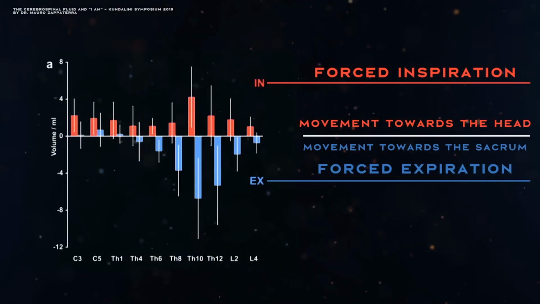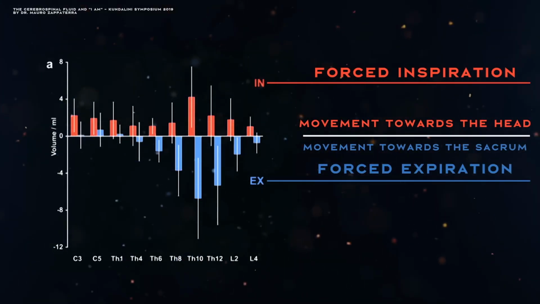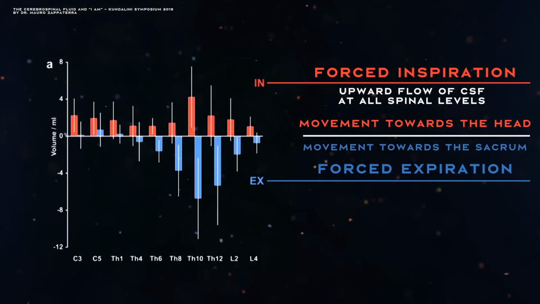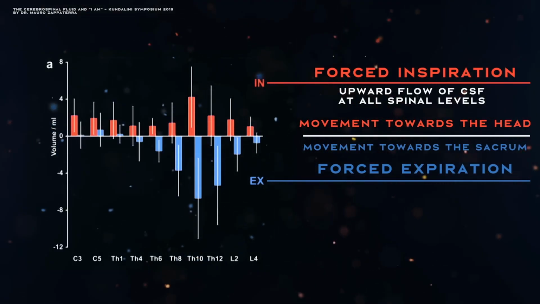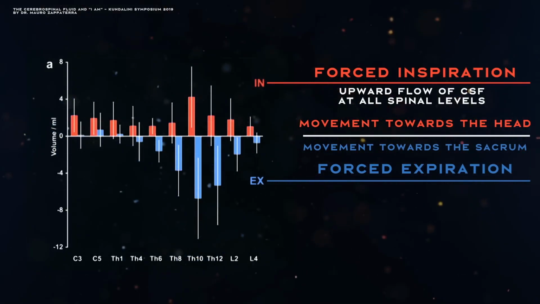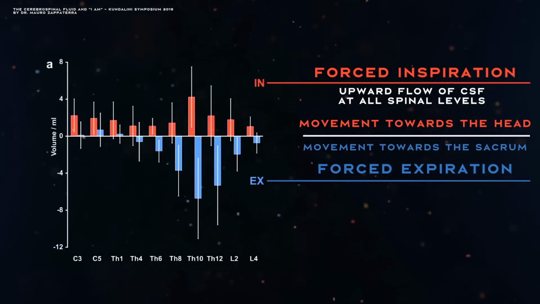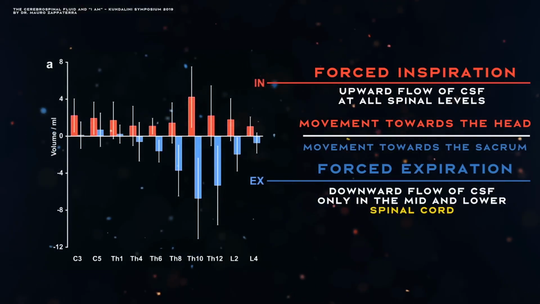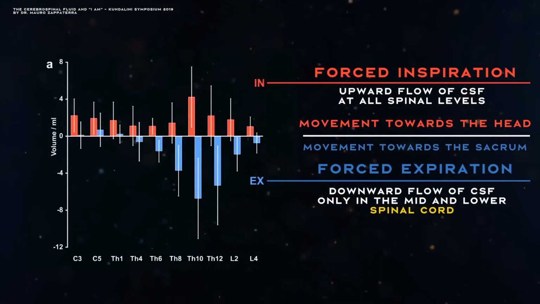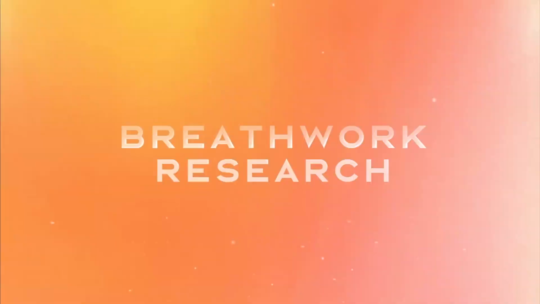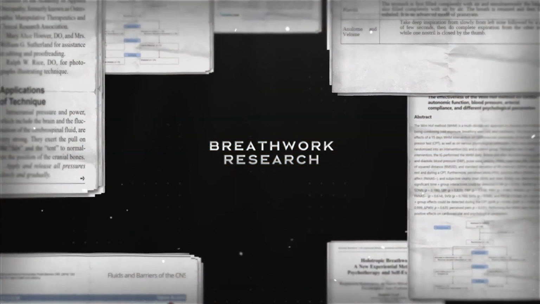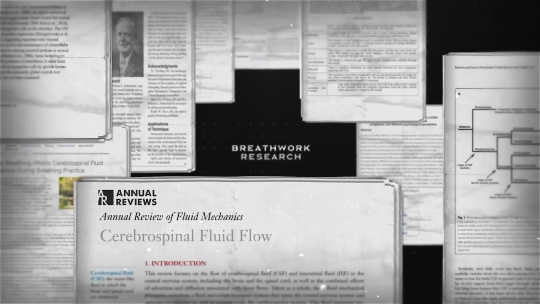The red bars show that forced inspiration leads to an upward flow of CSF at all spinal levels that were tested. The blue bars show that forced expiration leads to a downward flow only in the mid and lower spinal cord regions. The amount of research linking breath work with brain activity is truly astonishing.